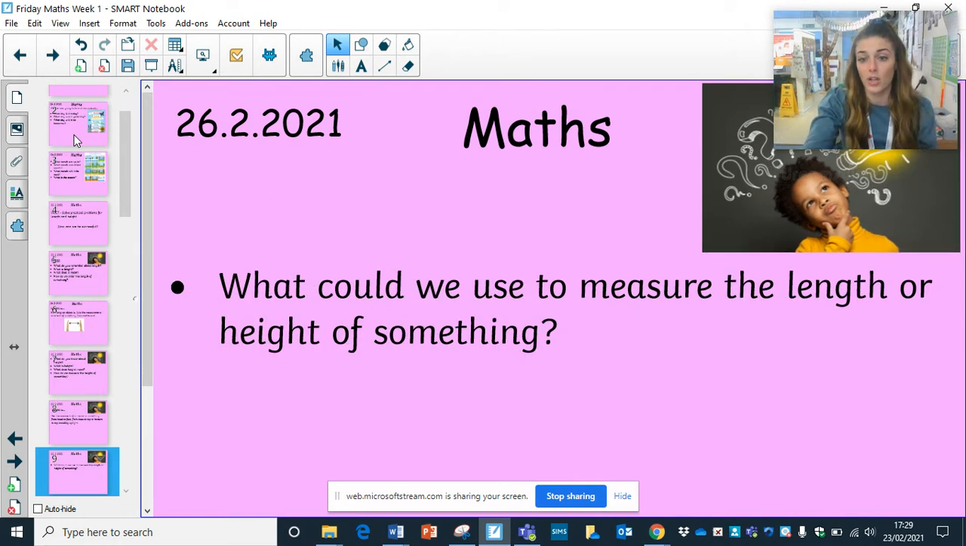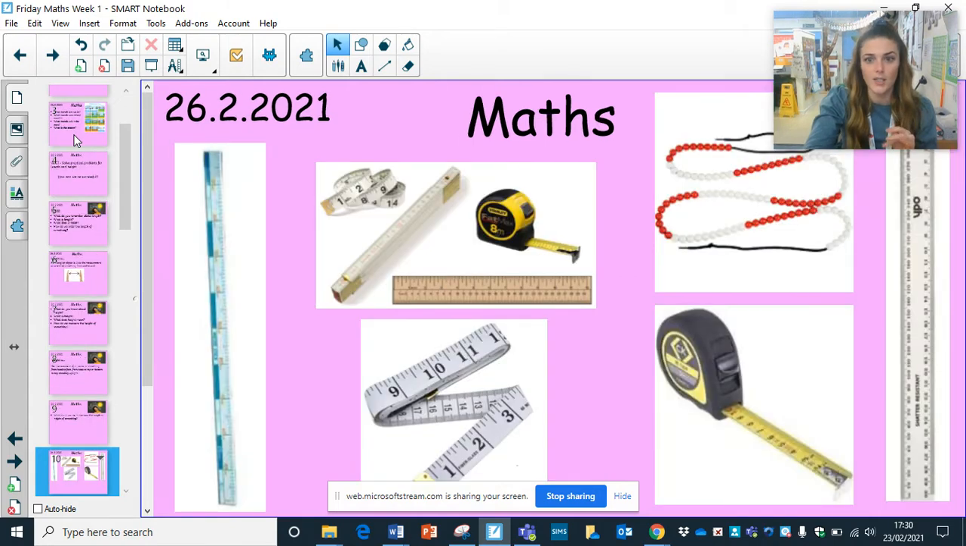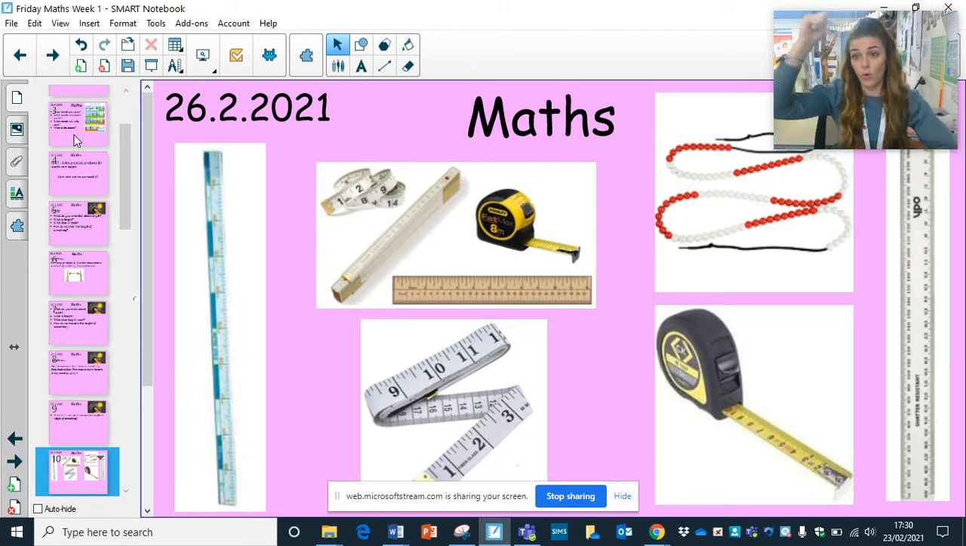So what could we use to measure the length or the height of something? What can we use? Again, pause here, share some ideas because then I'll reveal some of the answers. So here are some examples: bead string, tape measure, meter stick, ruler. All of those are really good for measuring length or height. Obviously the tape measure is a bit more flexible. That one can measure what we call the circumference, so around something, as well as the length of something.